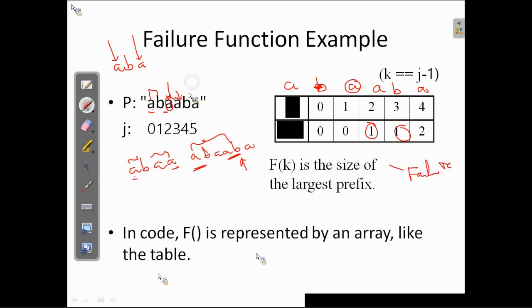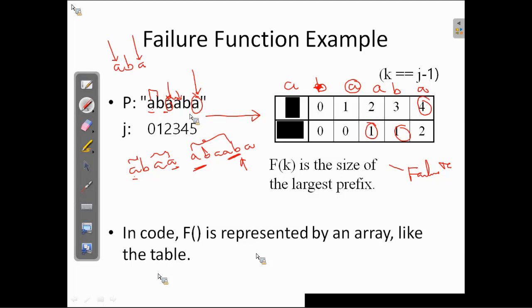What does this mean? It means that if a mismatch were to occur at a particular position J, where J is 5, then you have to go to the failure table and look for J minus 1. What is J minus 1? 4. Look for index 4. The failure happened at index 5. Suppose the mismatch with the given string happened at this position.